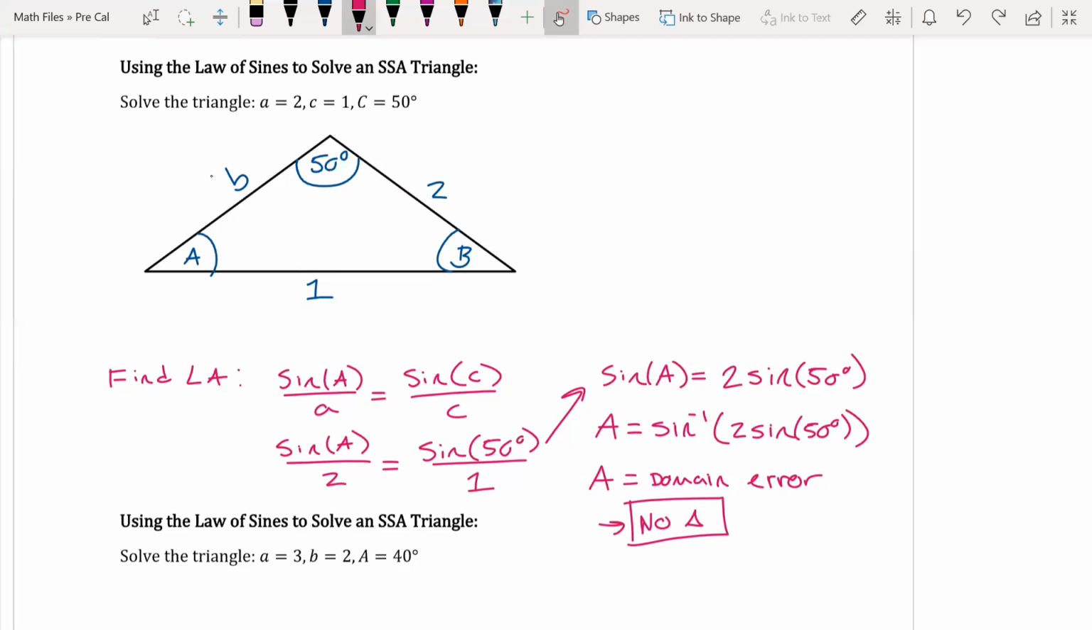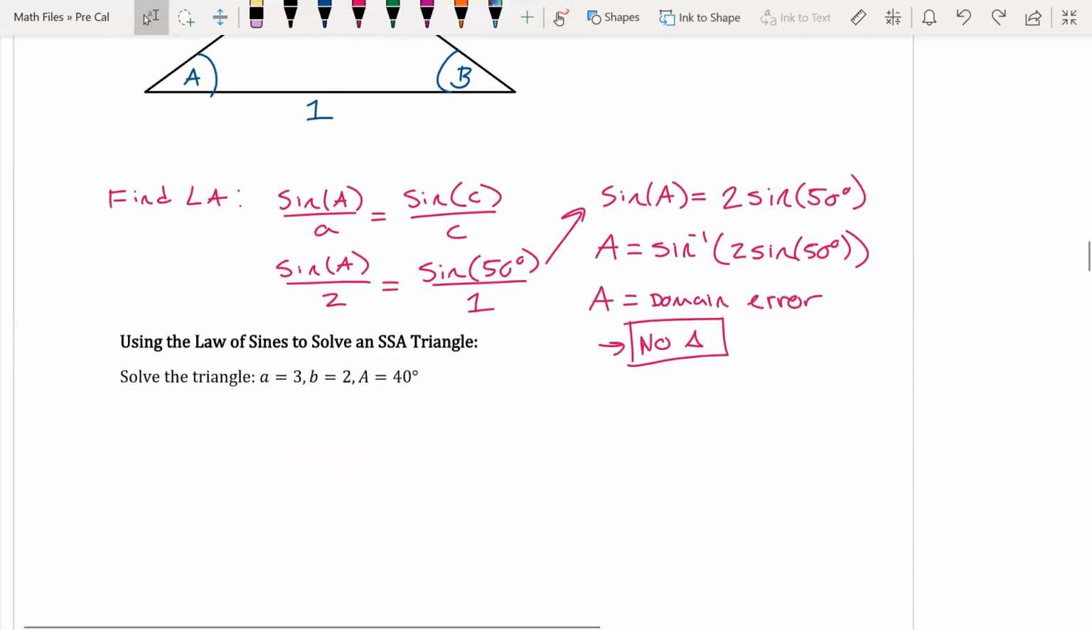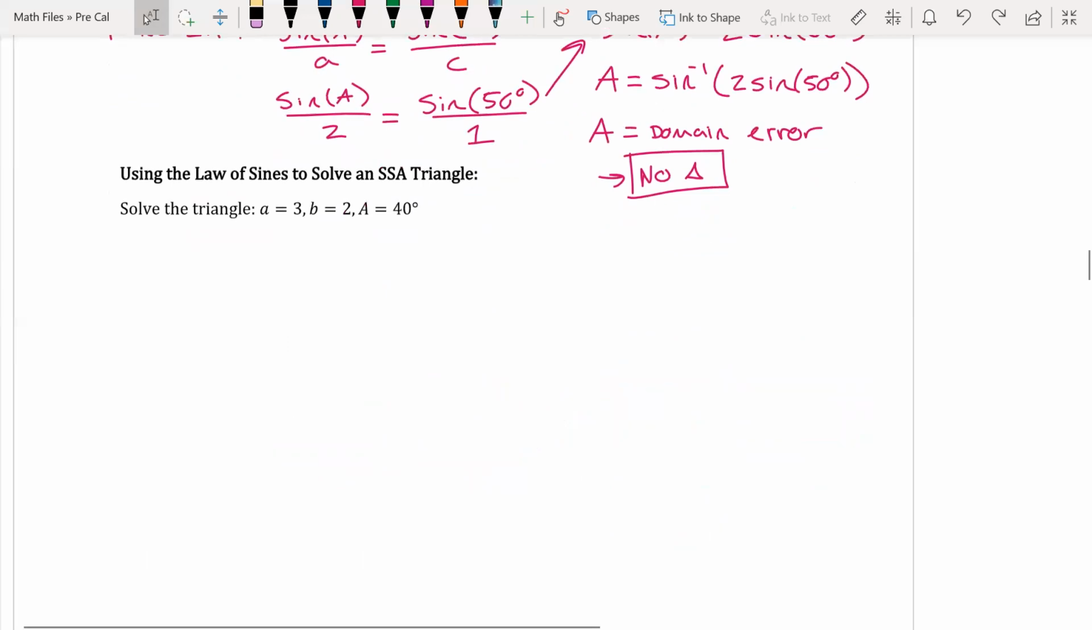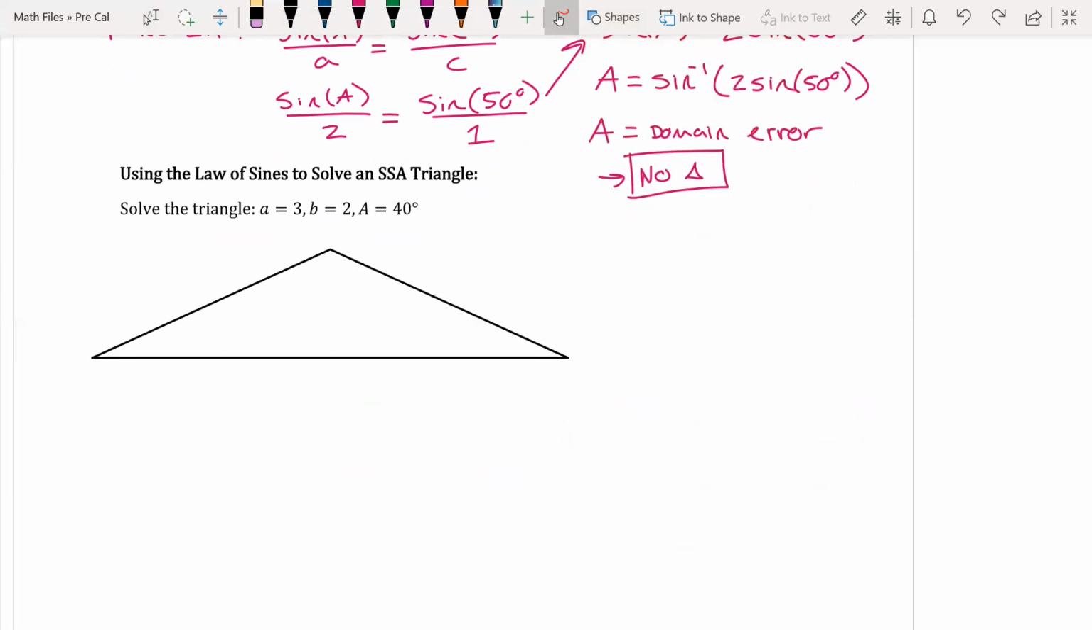All right. All good with that one? Yes, sir. Okay. Next. Solve the triangle. A equals 3, B equals 2, and angle A is 40 degrees. All right. Let's draw my triangle.